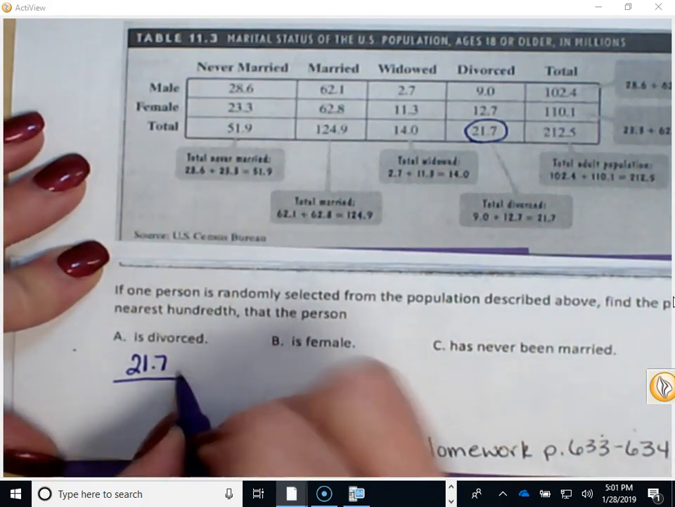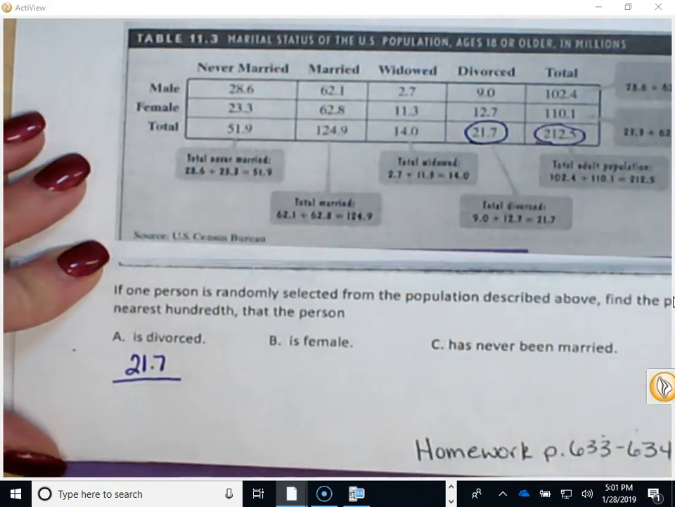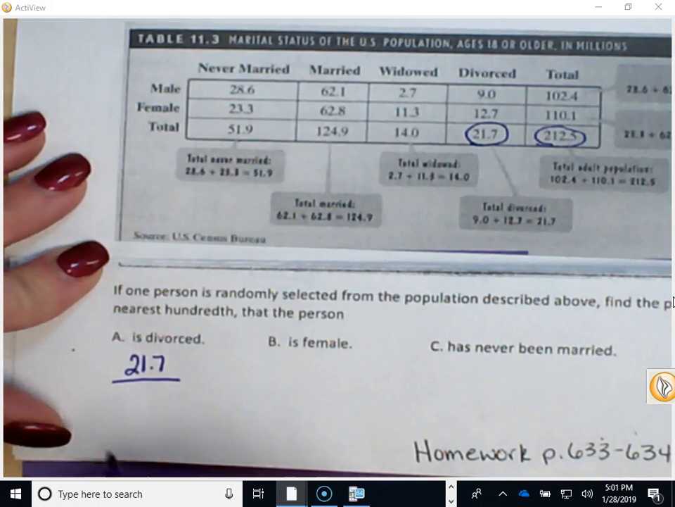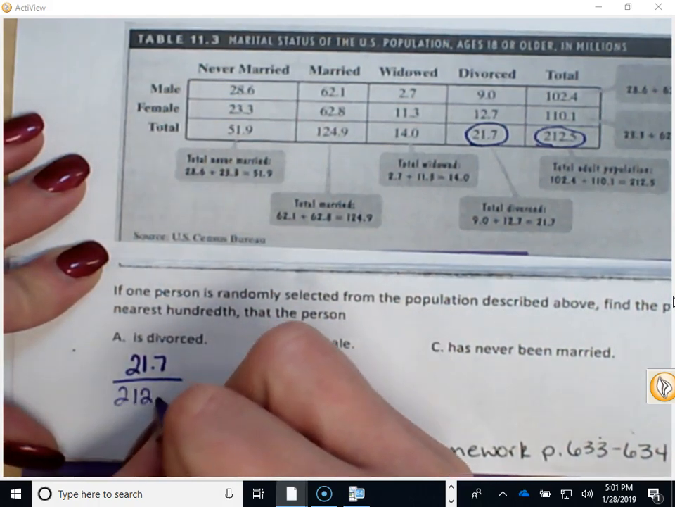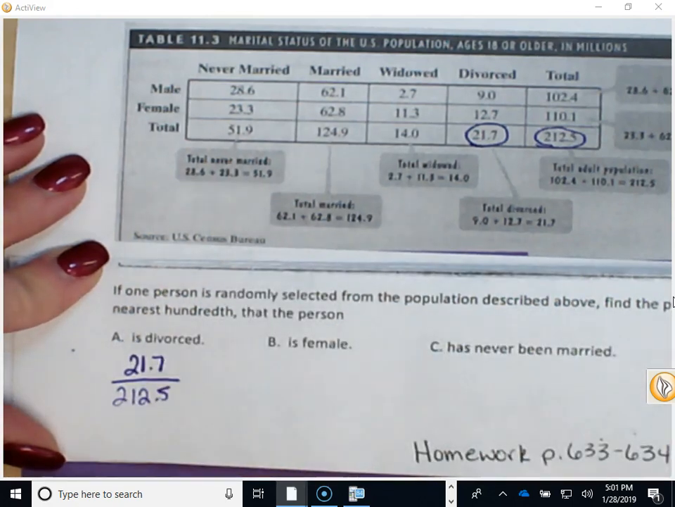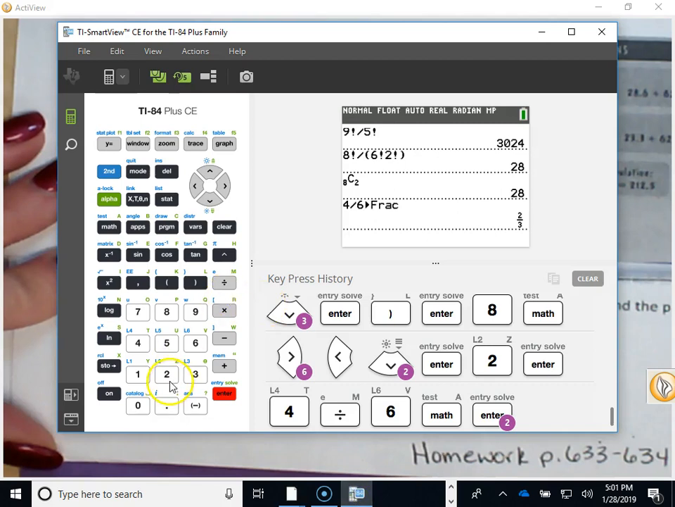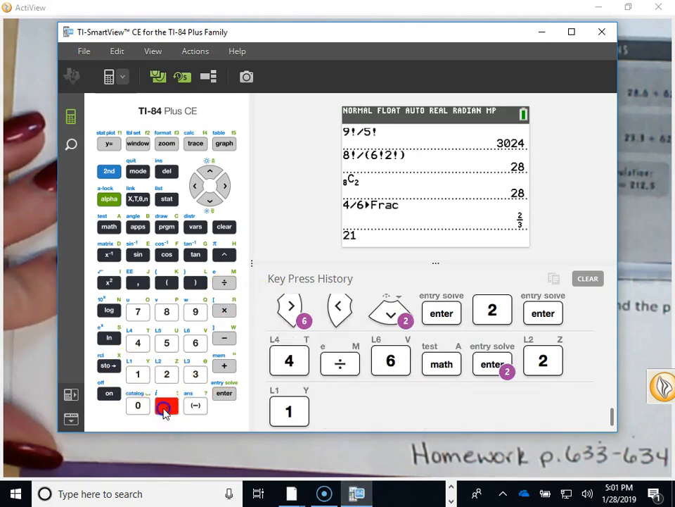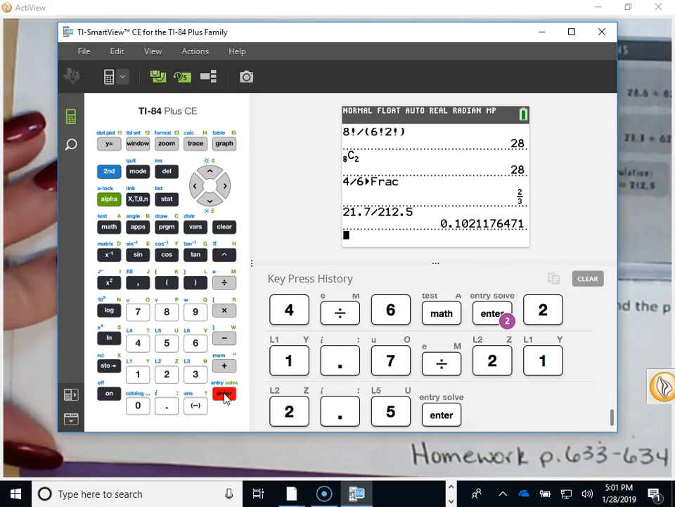Divided by the total number of people that they asked this question. So they asked 212.5 million people. So you use a calculator and divide that out. Let me pull up my calculator. So we got 21.7 divided by 212.5. And we get that big decimal.